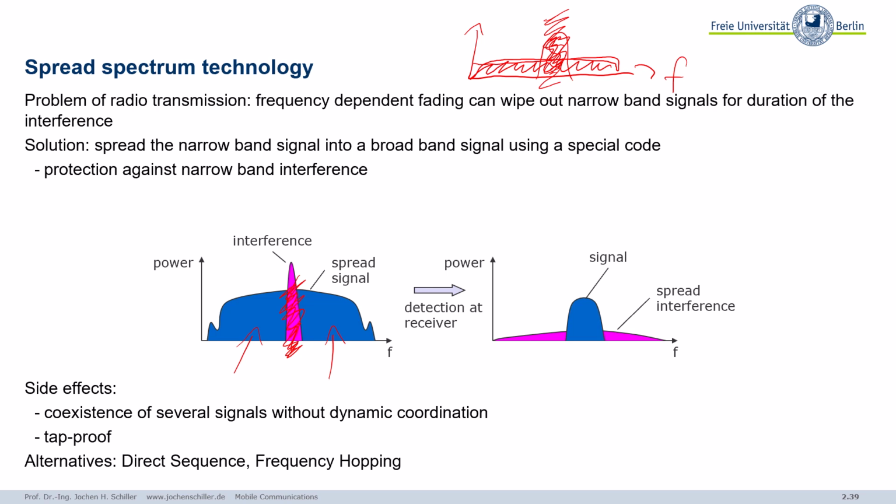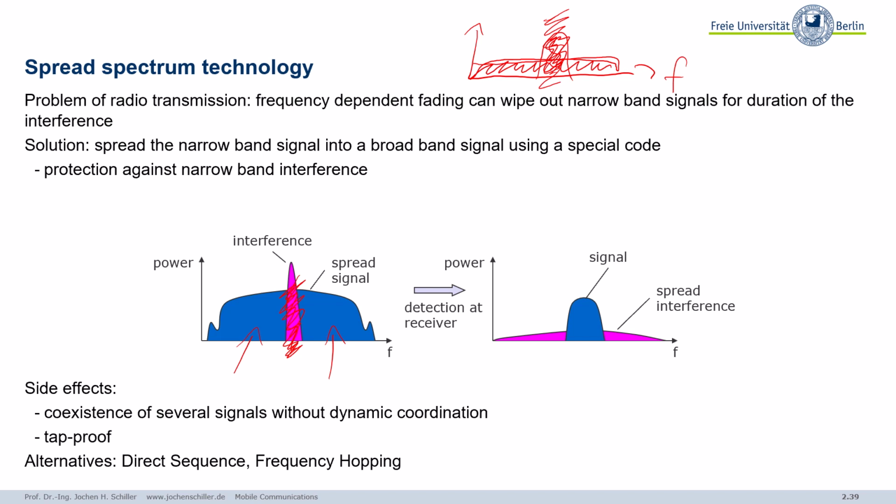So the receiver does something magic, I will explain it in a second, and tries to reconstruct the original signal. It despreads the received signal, which contains the spread original signal plus the interference, and the result is a spread interference and a nice narrowband signal. I'll just show you this in a bit more detail.